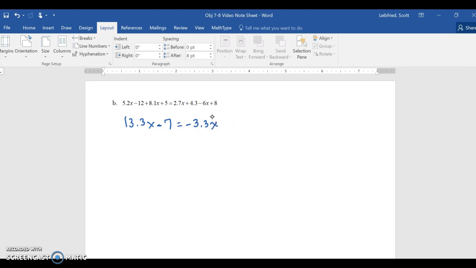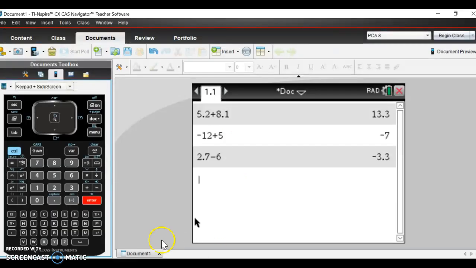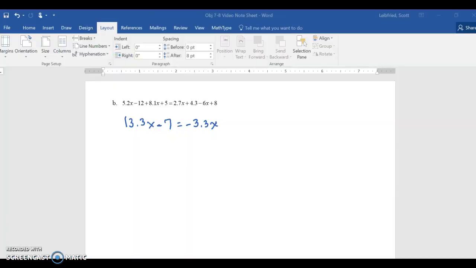And finally, if we look at 4.3 and 8, if you're having difficulty with that, just use your calculator. 4.3 plus 8 is 12.3, so plus 12.3. Now we've combined like terms on each side.